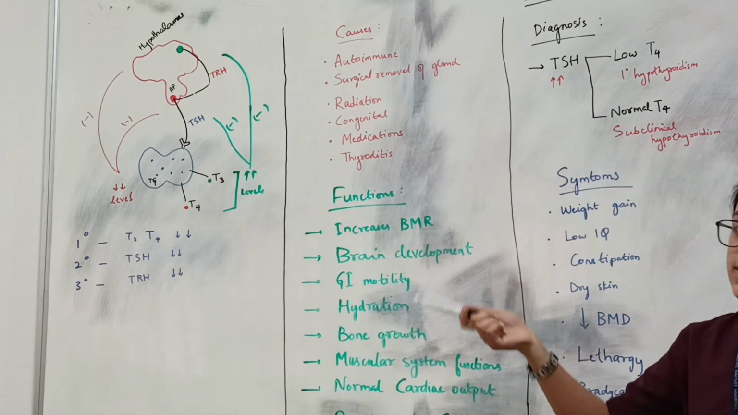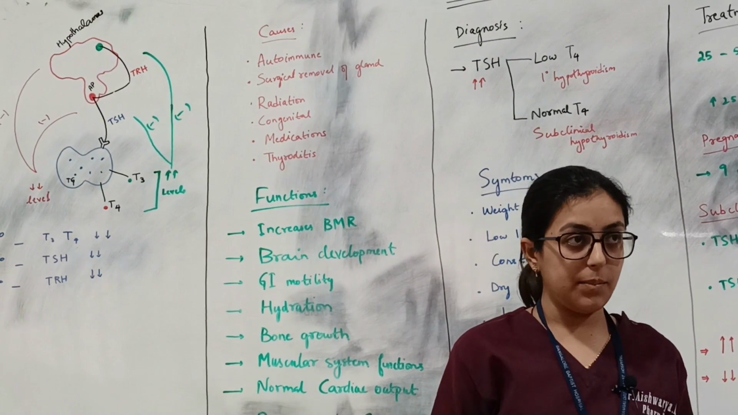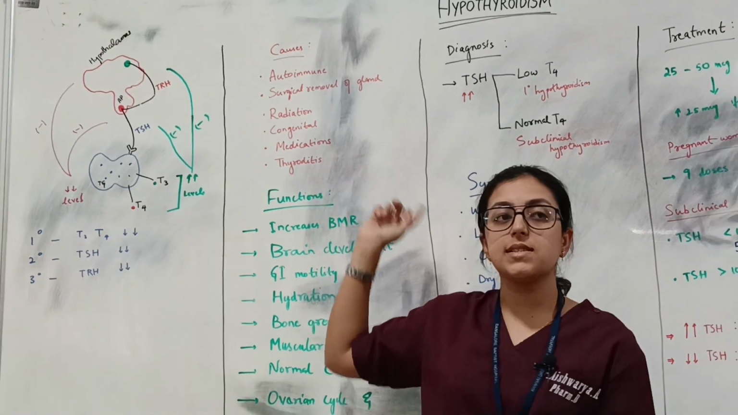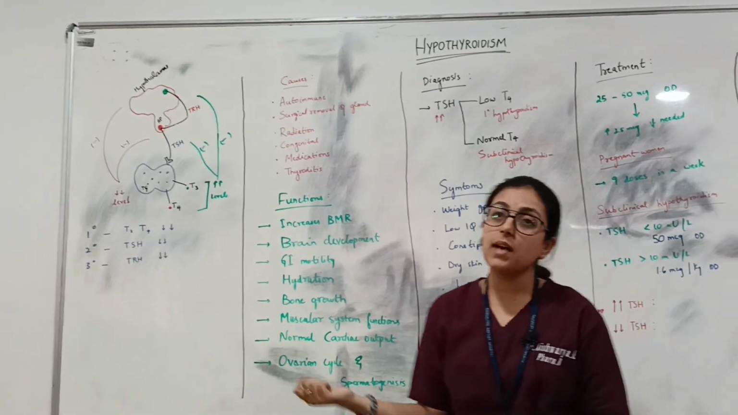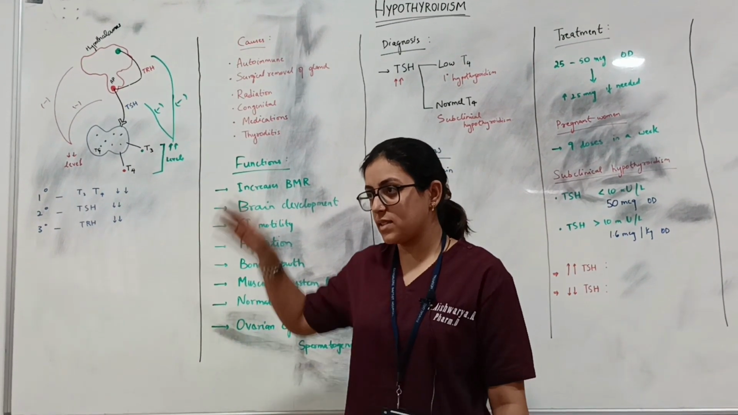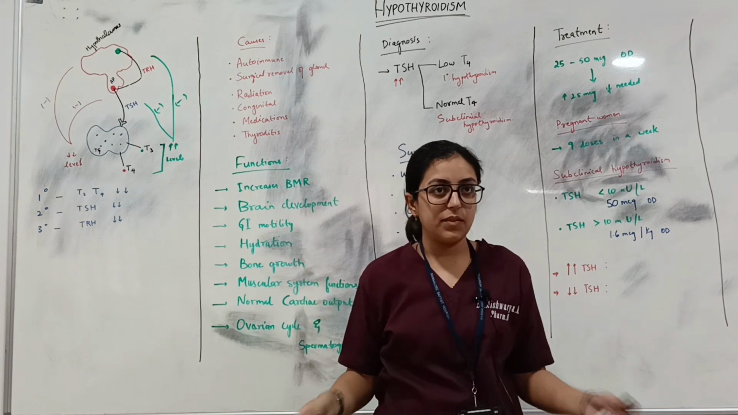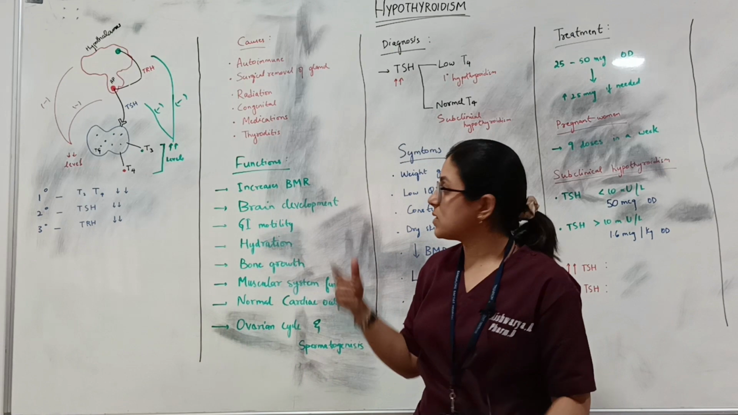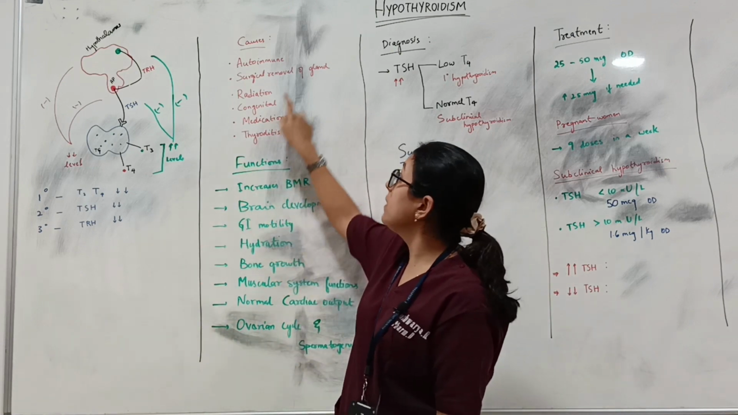Coming to the causes: autoimmune, when the body produces its own antibodies attacking cells like those of the thyroid. Majorly one particular autoimmune disease causes hypothyroidism, Hashimoto's disease, where the body produces antibodies against the gland. Then surgical: if there is removal of the gland because of malignancy or something, that causes hypothyroidism, and they require hormone replacement therapy.